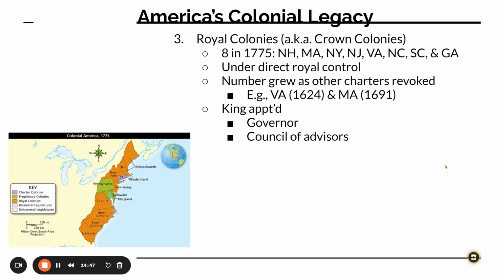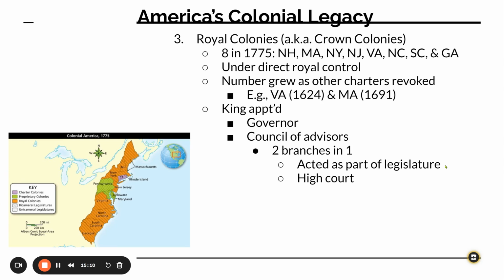In crown colonies, the king appointed the governor and also a council of advisors. And the council of advisors was a strange beast. It was two branches of government, kind of, rolled into one. The council of advisors was part of the colonial legislature. It was also the highest part of the judicial branch in the colony. Okay, so it has a role in making the laws, but also in interpreting the laws. So not the same separation of powers we see in our federal government today.